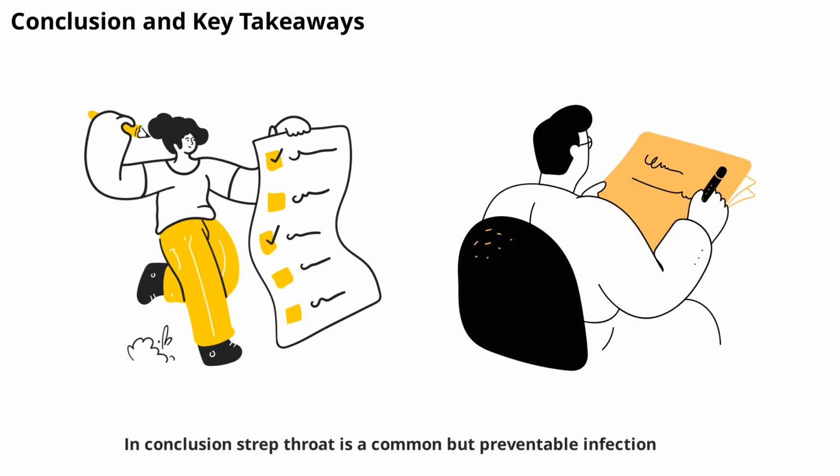In conclusion, strep throat is a common but preventable infection. By understanding its triggers, such as close contact, poor hygiene, and weakened immunity, you can take steps to protect yourself and your community. Remember, good habits and timely medical care are your best defenses against strep throat.